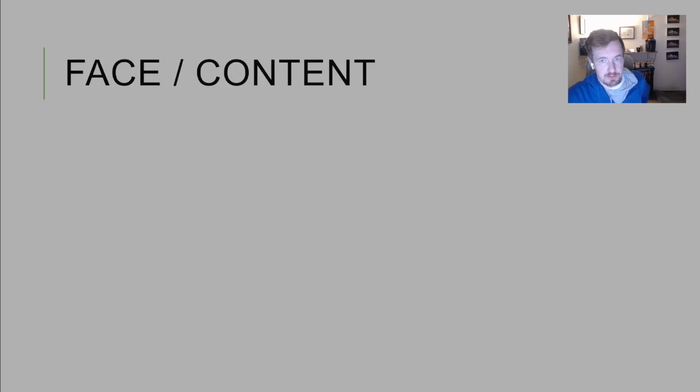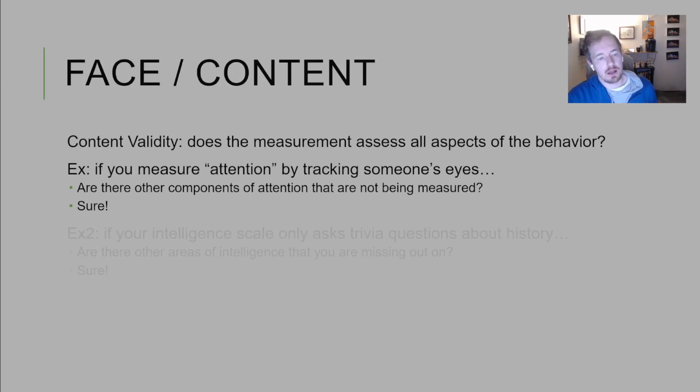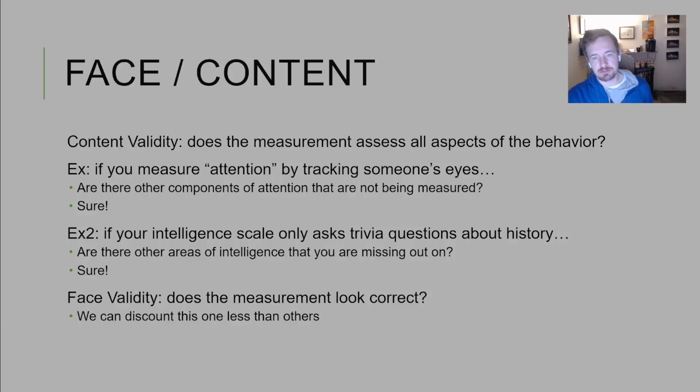The first is face validity, or face and content validity. Sorry, I shouldn't have put the dash here, or what is it called? The backslash. So content validity is, to what degree does your measurement actually measure all the facets of the behavior you think that it's measuring?